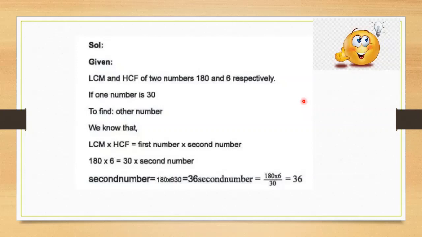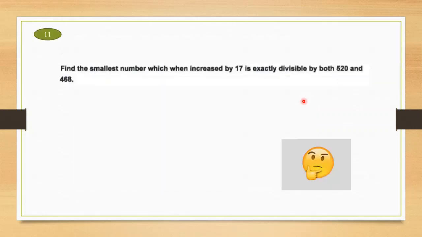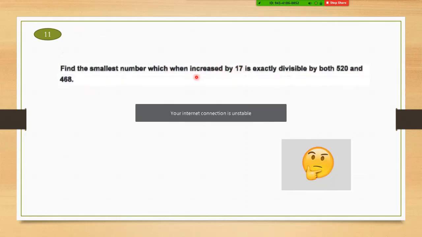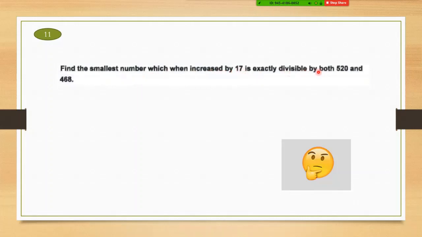I'm requesting all those who are not able to move that fast to at least take clicks and revise it on your own afterwards. Moving ahead to the next one. Find the smallest number, which when increased by 17 is exactly divisible by both 520 and 468. A bit different type of a sum.